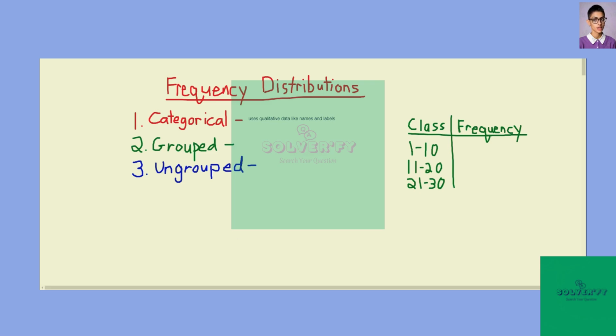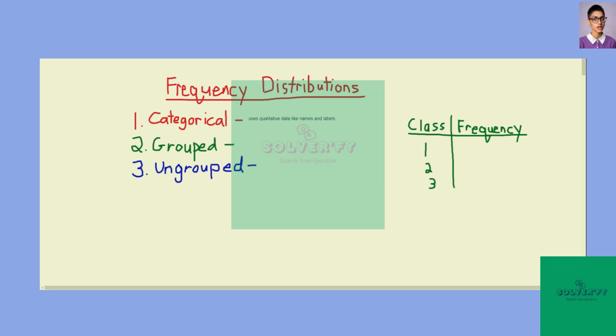So an ungrouped frequency distribution, we would just have individual numbers listed out. So if you had a very small range, that would be when that would be appropriate. So for example, if we just had 1, 2, and 3 as our classes with a small range where we can actually list out each number that we're using.